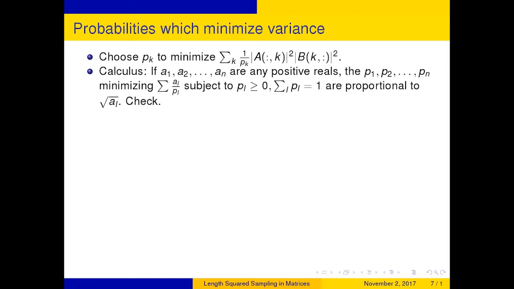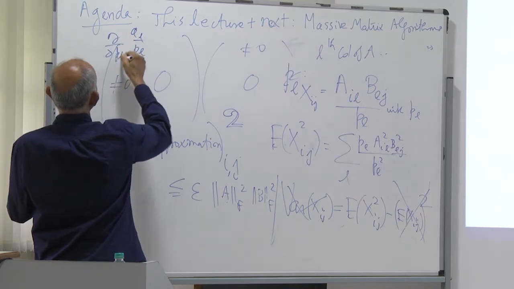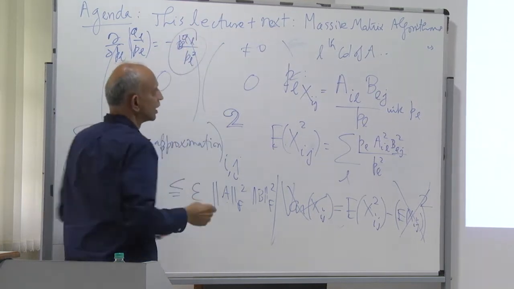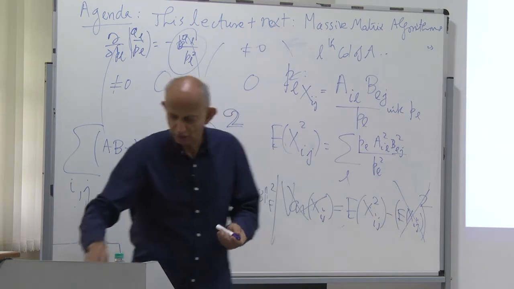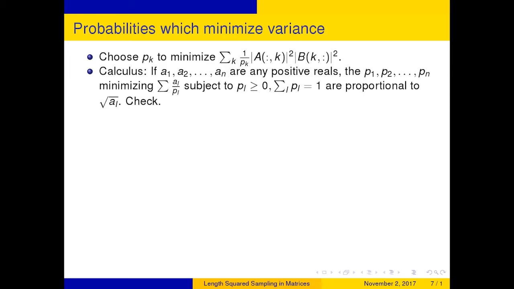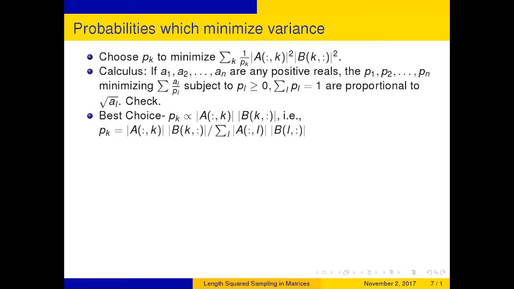Maybe we can just do that. The point is that I'm differentiating with respect to PL, and you get a PL squared in the denominator. You have to work this out, but that just will tell you that the PL are proportional to the square root of a_l. Just because you get the square here, that's all that's happening. So the best choice of PK are proportional to the square root of that, which is the product of the lengths. So you can take PK to be the product of these two lengths divided by the sum of all the products. The PK have to sum to 1, so I have to normalize that. That's what I've done there.